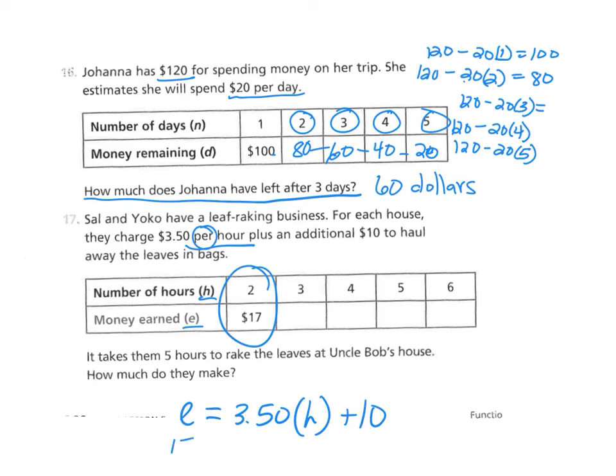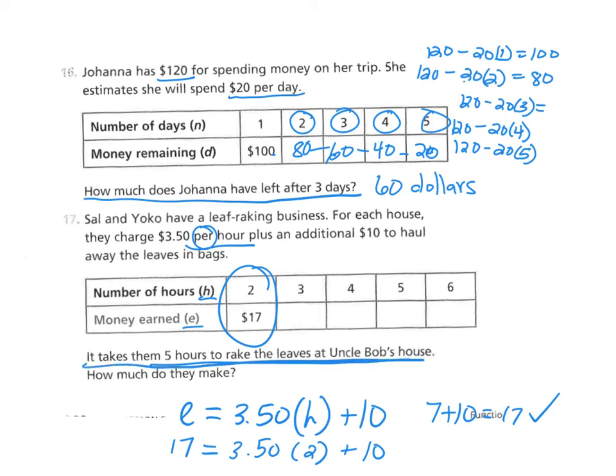Okay? So let's just see if it works for our first part. So it says 17 is our E, which is why I put it there, equals $3.50 times 2 plus 10. Okay, $3.50 times 2 is equal to 7. 7 plus 10 equals 17. That is correct. All right, so now we have to figure out how many leaves to rake. If they rake for 5 hours, how much will they make? So we don't necessarily have to fill in all this extra stuff because all we want to find out is the 5 hours. So let's figure that out.